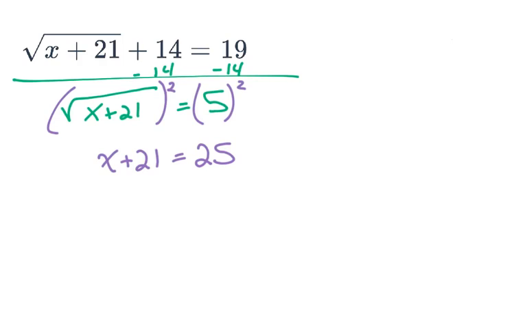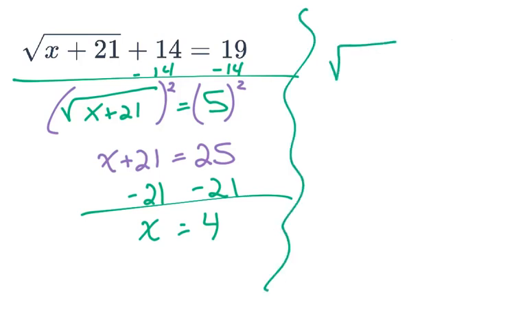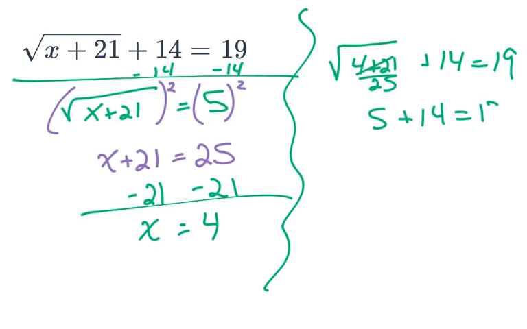Okay. So now I'm going to go back to my equation, and I'm going to subtract 21 from both sides. So I get x equals 4. Now I'm going to check my solution. So x is 4, plus 21, plus 14. Let's see if it equals 19. This is 25. The square root of 25 is 5, plus 14 is 19, so 19 equals 19. So the solution here is a curly bracket and the number 4.